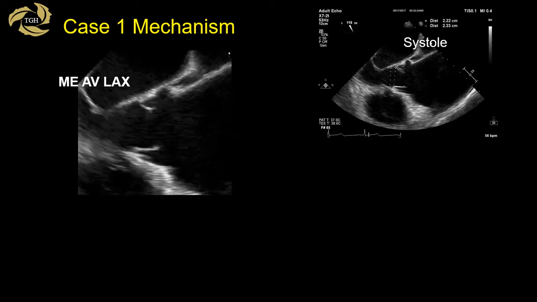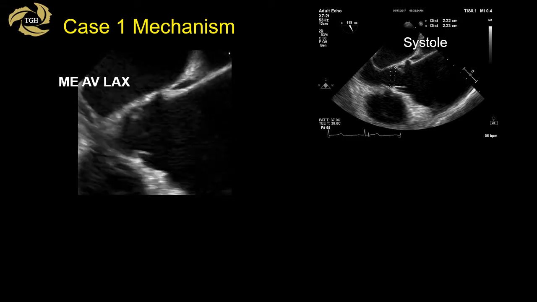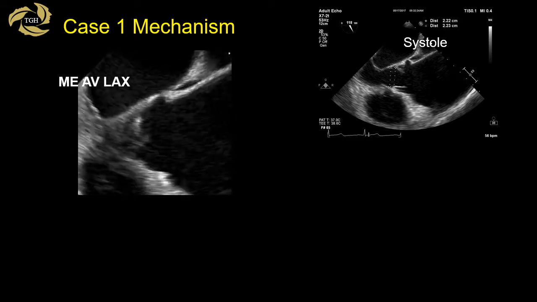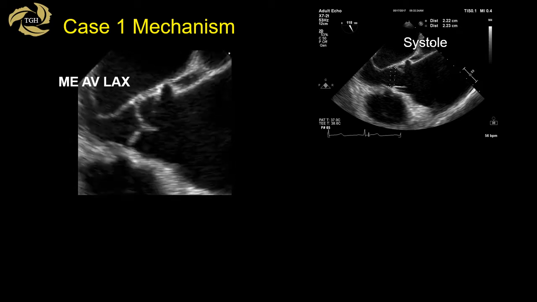Let us look a bit closer at the mechanism of AI in this patient. The mid-esophageal aortic valve long axis view shows the aneurysm involving the ascending aorta. There is good cusp coaptation. Measurements of the appropriate segments of the ascending aorta are shown. Measurements of the left ventricular outflow tract and aortic annulus occurs in systole using an inner edge to inner edge technique.